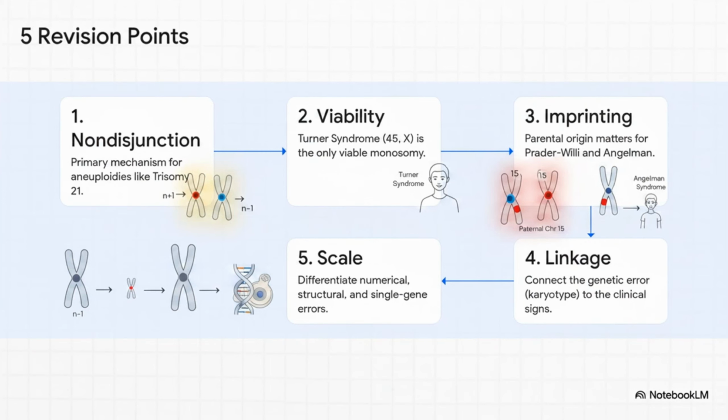Got it? And let's just crystallize all of this with 5 absolutely crucial takeaways. 1. Non-disjunction is your main mechanism for aneuploidies. 2. Turner syndrome is the only viable monosomy. Can't say that enough. 3. Imprinting on chromosome 15 is all about which parent gave you that chromosome. 4. Always connect the genetics to the clinical picture. And 5. Understand the different scales of error, from a whole extra chromosome down to a single gene mutation.